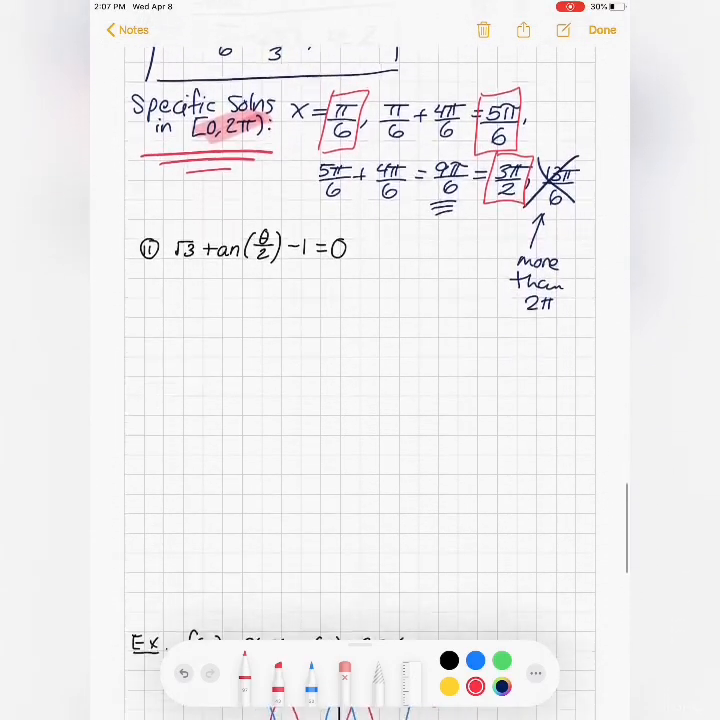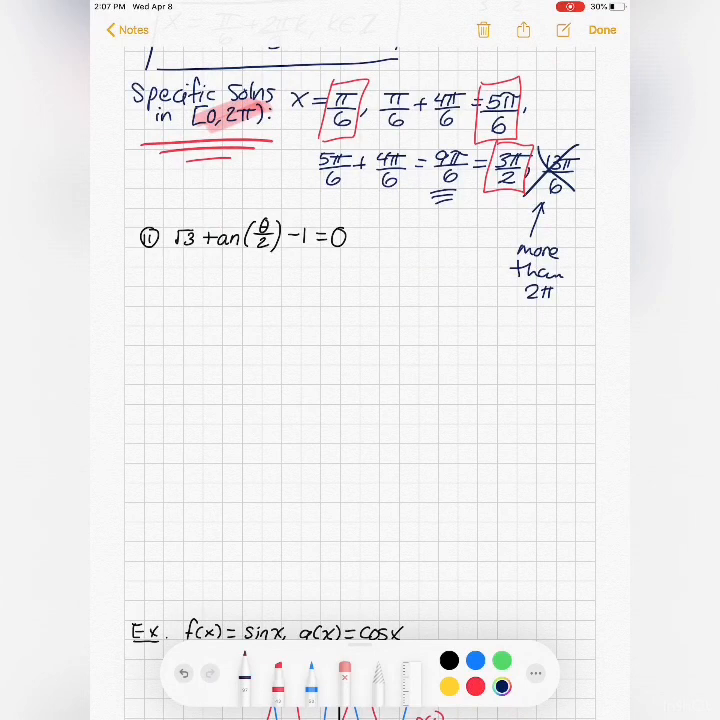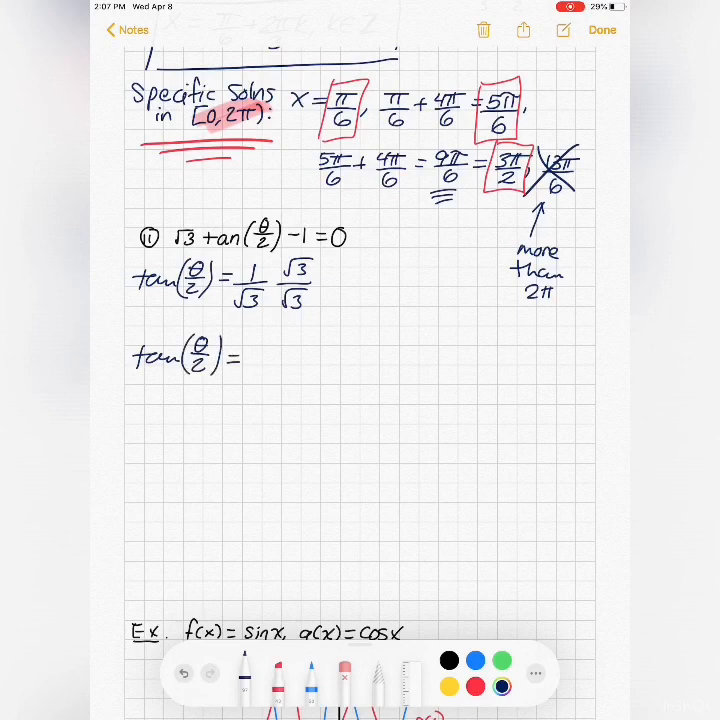Okay, this is similar. Let's start by isolating the trig function. Rationalize. And then I think we did one really similar to this above. So let's see, looks like my solutions are pi sixths plus 2. Wait a second, I think I have a mistake here, don't I? On my circle, should be here and here. Huh.